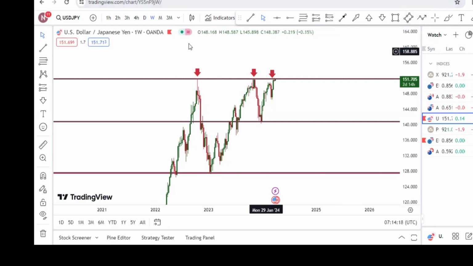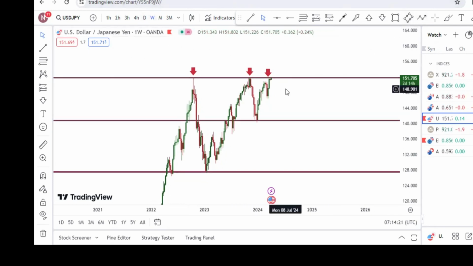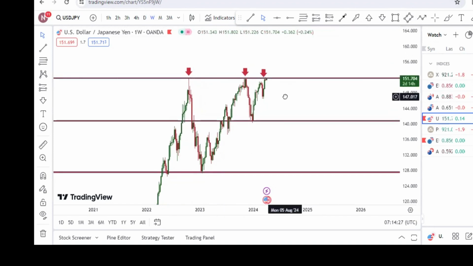So this is dollar yen on a monthly. If you can see, we have kind of a triple top. We have one top, second top, and third top. Also you can see I have already plotted my levels. This down here is one of the important levels. Also in the middle we have an important level, and at the top we have an important level. So I was expecting that this market is going to sell.